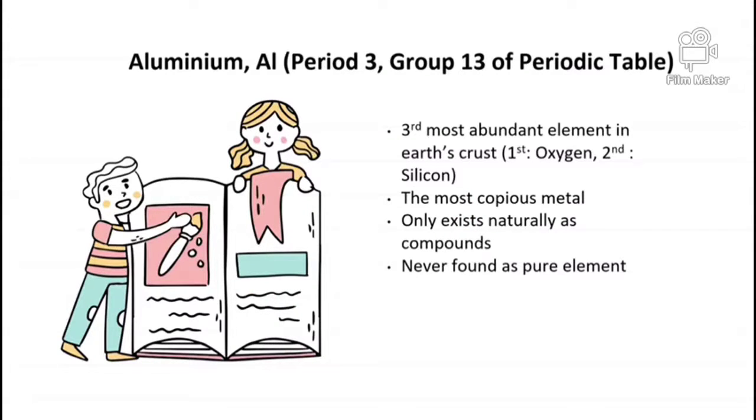Aluminium is a metal that exists in period 3 of group 13 of the periodic table. It is the third most abundant element in Earth's crust, the most copious and abundant metal in our Earth's crust. It only exists naturally as compounds and is never found as a pure element such as aluminium metal itself.